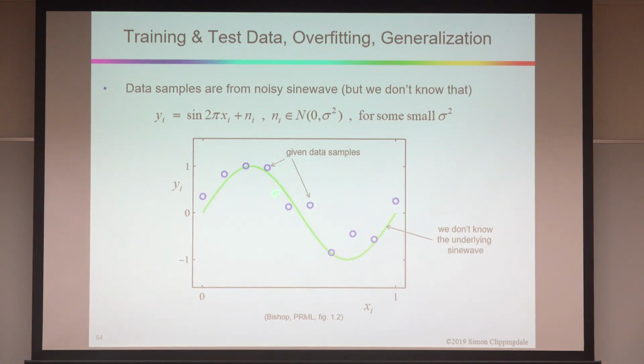So these data come from this sine wave plus noise. The noise is in the vertical direction here. So each of the y values is the sine wave value, sine of 2 pi x, plus some kind of noise. This is some kind of Gaussian noise with small variance. So we've added some vertical noise to each of these y values.